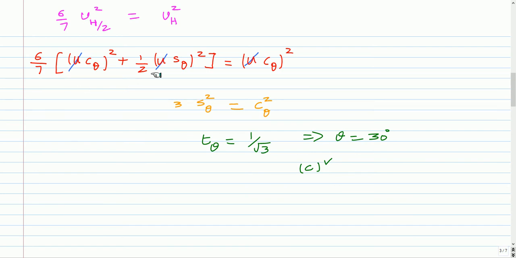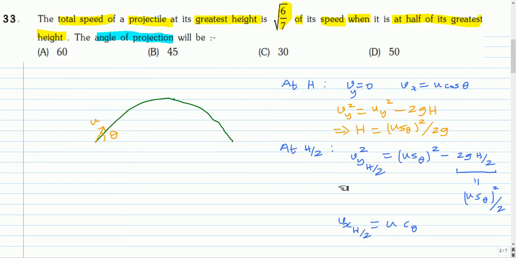So from this if you simplify we get 3 sine square theta as cos square theta, so that is tan theta is 1 by root 3. From this we get theta as 30 degrees. So the correct option is option C.